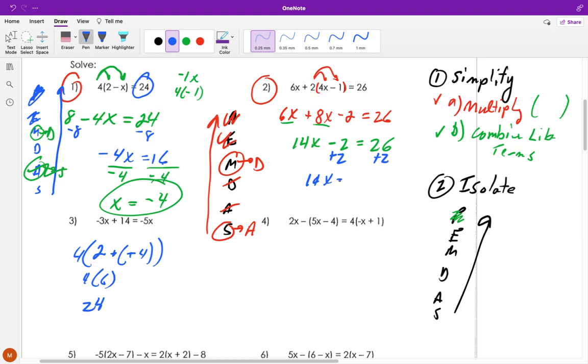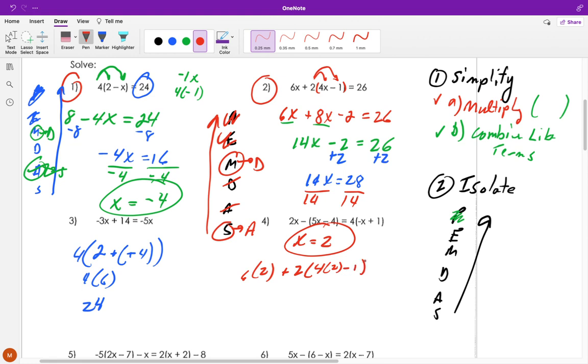So now 14x is equal to 28. I'm multiplying by 14, so I'll divide by 14. So x is then equal to 2. And let's check our work. 6 times 2 plus 2 times 4 times 2 minus 1. And see, what does this equal?